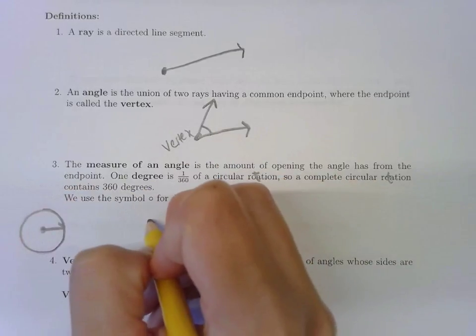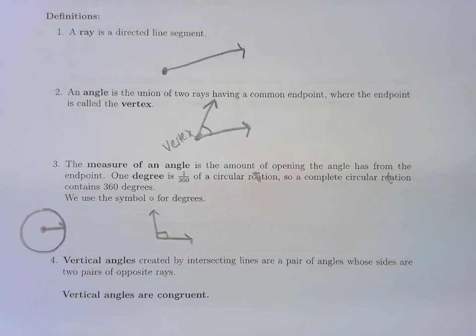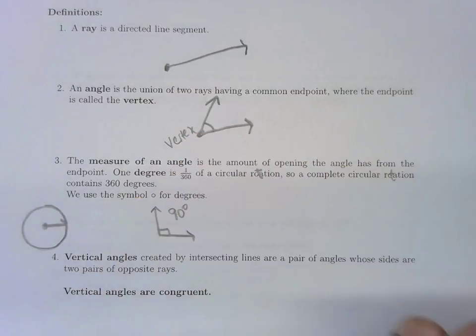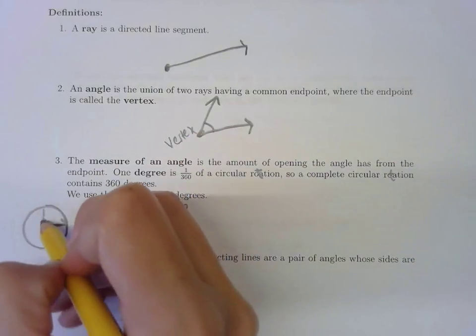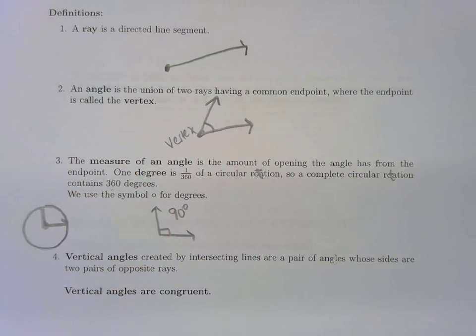Okay, let's just do an example. A specific degree would be this angle. Okay, it's a right angle, the angle you have in squares and rectangles. This is 90 degrees. You can see it's a quarter of a circle, and a quarter of 360 is 90.